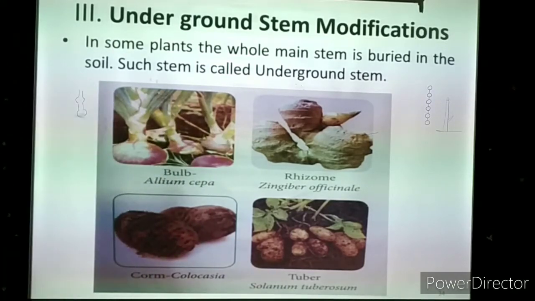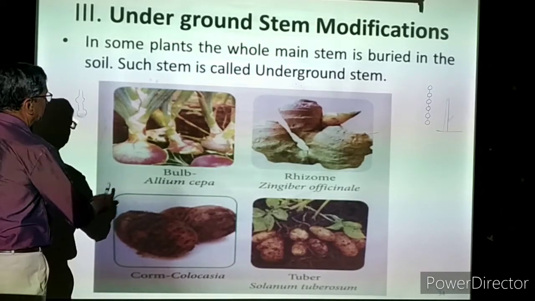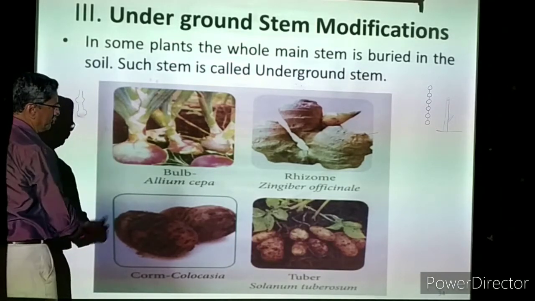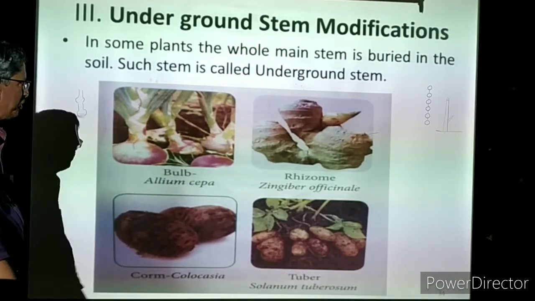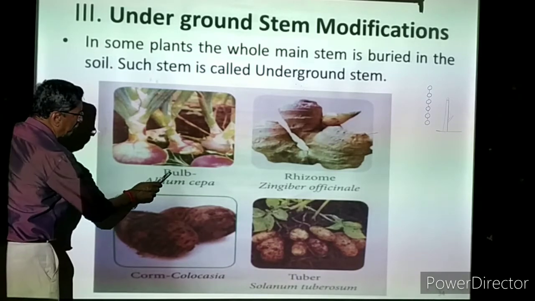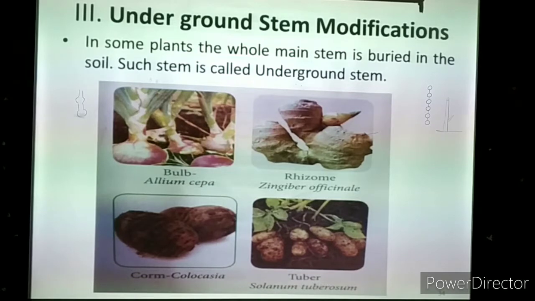These are the 4 types of modified underground stems. Now we will say what they are. The first one, bulb. In the name itself we can understand something is bulgy, that is called a bulb. The best example for this is Allium cepa, that is onion.